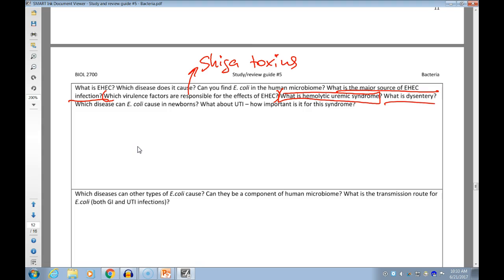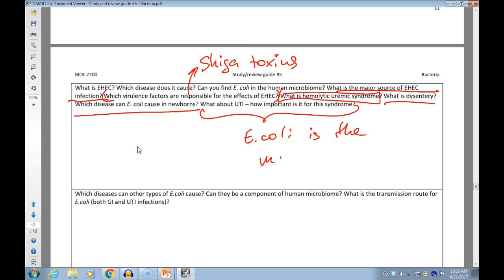Dysentery, blood in the stool. Which disease can E. coli cause in newborns, just generally E. coli? Neonatal meningitis. Urinary tract infections, yes. Urinary tract infections are common. E. coli is the main cause. Other types of E. coli, one quick answer, diarrhea. All right? Does that make sense?